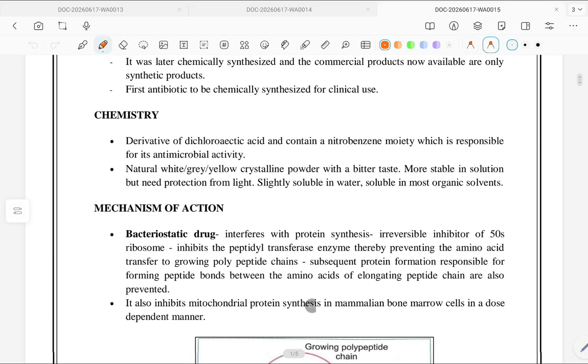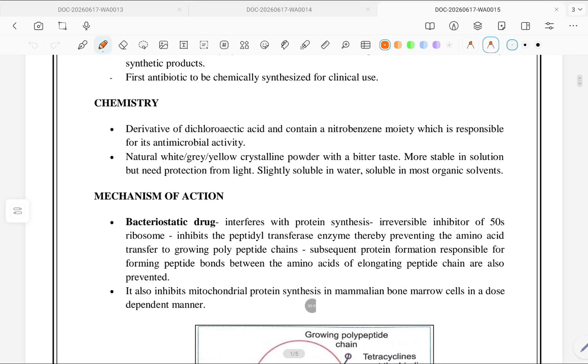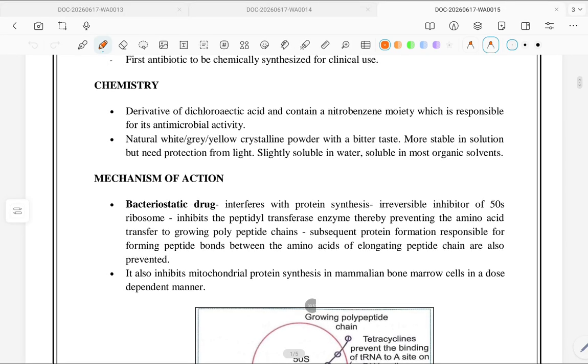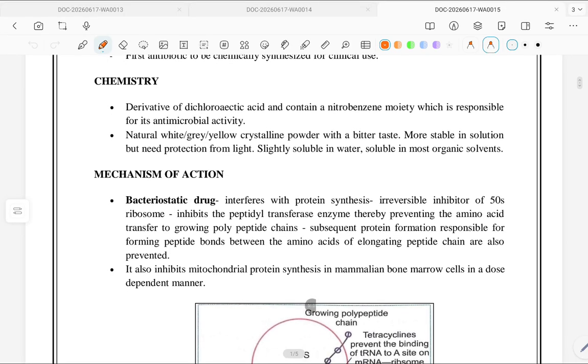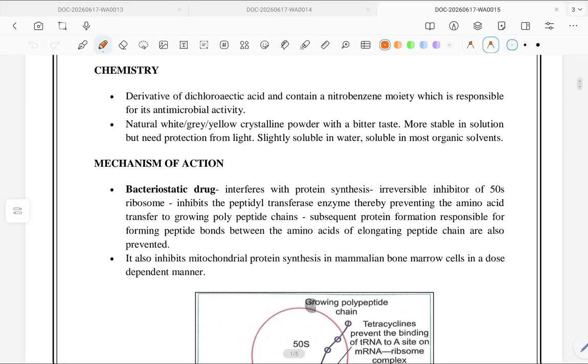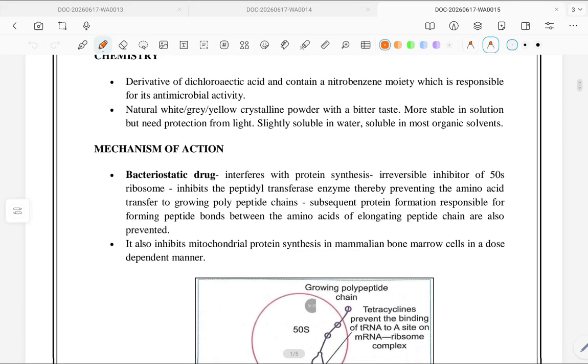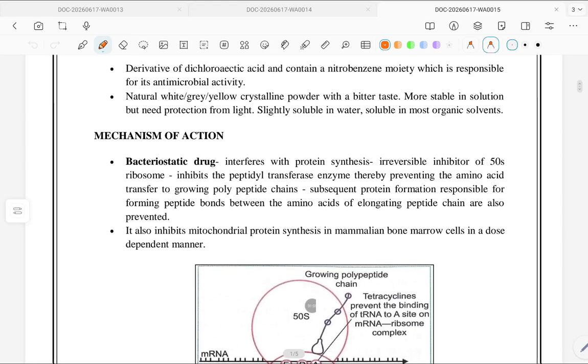Chemistry. It is a derivative of chloroacetic acid and contains a nitrobenzene moiety, which is responsible for its antimicrobial activity. It is a white, gray or yellow crystalline powder with a bitter taste. It is more stable in solution but needs protection from light. Slightly soluble in water, soluble in most organic solvents.